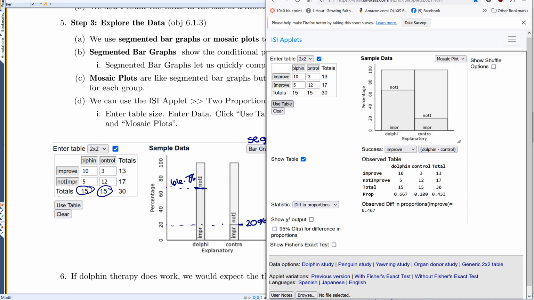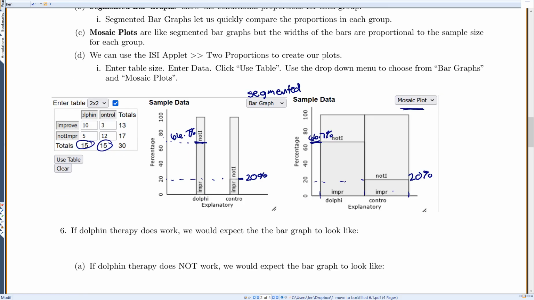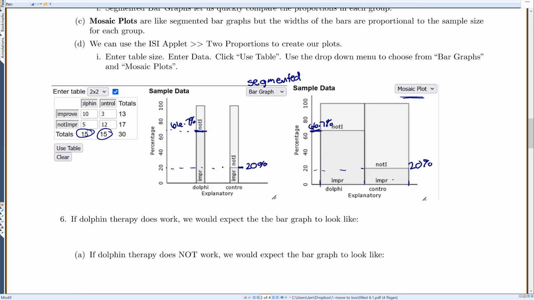Don't forget though, you have to click use table, and then I always like to click show table so I can see this down here. But back to actually looking at them. So let's think about it. If dolphin therapy does work, we would expect the bar graph to look like what? Or maybe let's start with, if dolphin therapy does not work, what would you expect the bar graph to look like? If dolphin therapy does not work, wouldn't you expect these proportions to be about the same? Wouldn't you expect whatever the proportion is to be the same in each group?